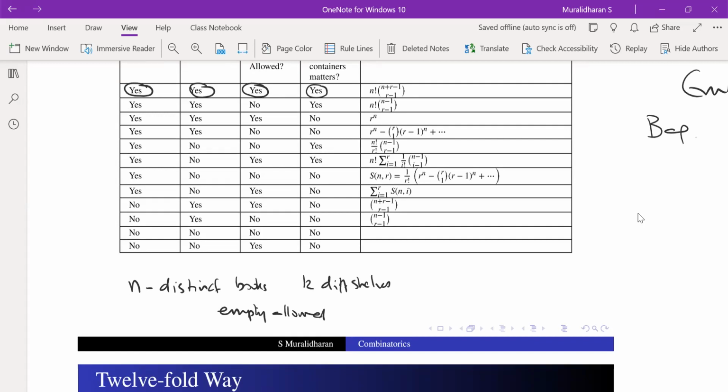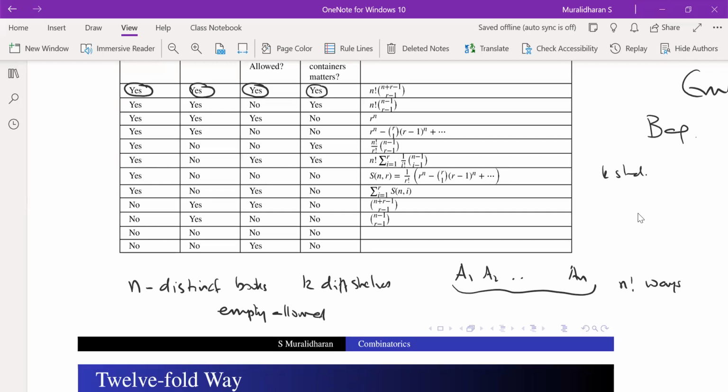What I will do is that I have my books, let us say A1, A2, up to AN. So I can arrange them in a row in n factorial ways, because all the books are distinct. Now I have to transfer these books into k shelves. Some shelves can be empty.